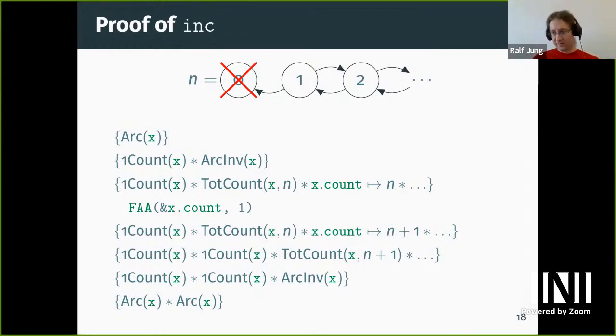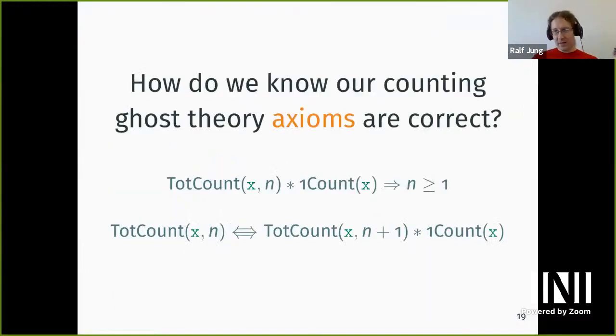Okay, so that completes the proof of inc. I'm not going to prove the other functions here for lack of time. However, there's one problem still, which is that we completed the proof assuming a bunch of axioms that were just posited, laws about our ghost permissions that we just said we could have. So how does that work? How are we sure that these laws themselves don't introduce logical inconsistencies?